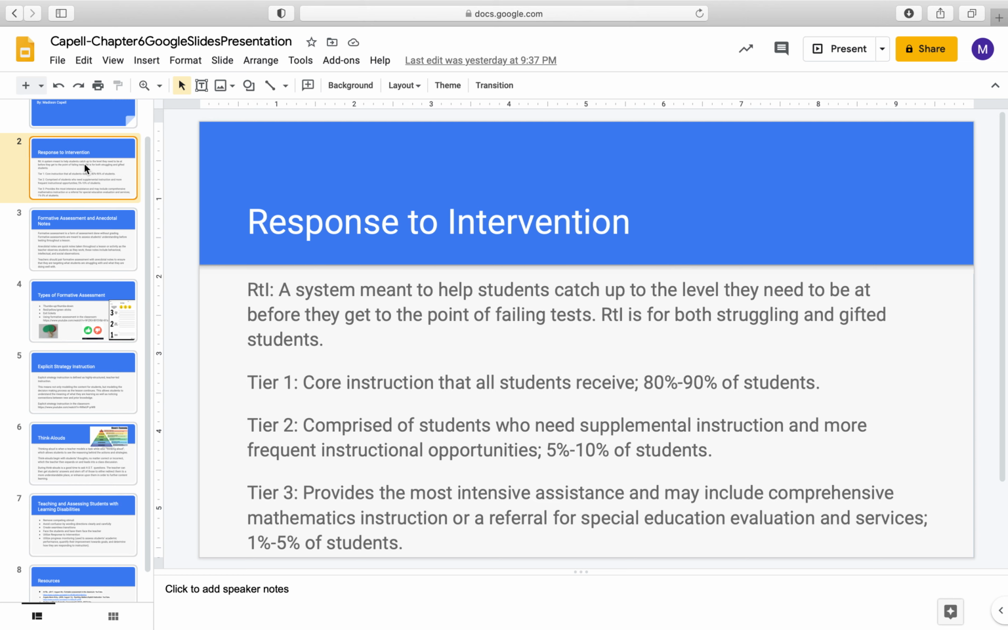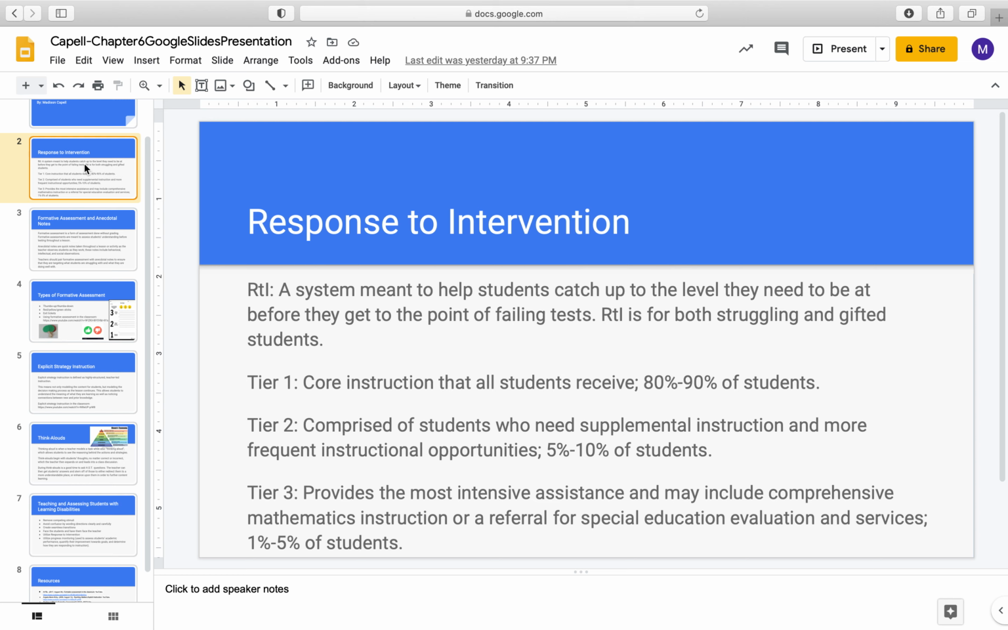For tier one, that's the majority of students, and that's just core instruction, straightforward. That's what all students get. Tier two is a lot smaller, 5 to 10% of students who need supplemental instruction and more frequent instructional opportunities. Maybe like more one on ones with the teacher or more pulling aside in small group. Just giving them more instruction to help them.